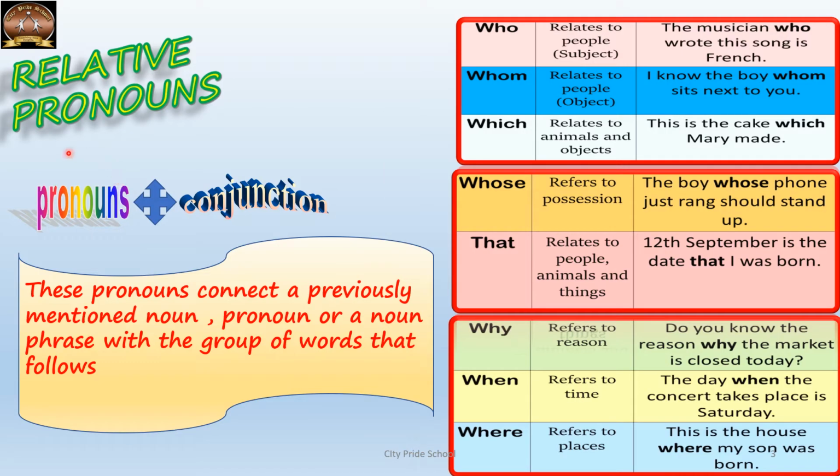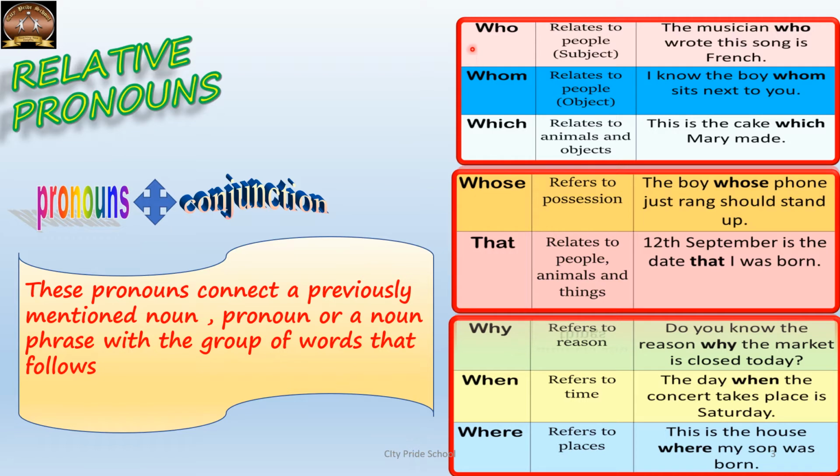Children, relative pronouns play a dual role in a sentence because they work as pronouns, as they replace a noun. And they perform the function of a conjunction also, because they join a previously mentioned noun, pronoun or a noun phrase with a group of words that follows. So they perform the work of joining also. That is why they perform a dual role.